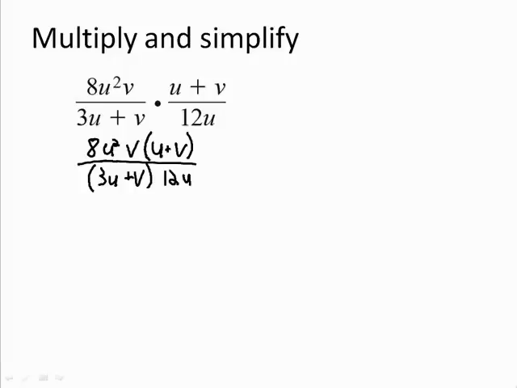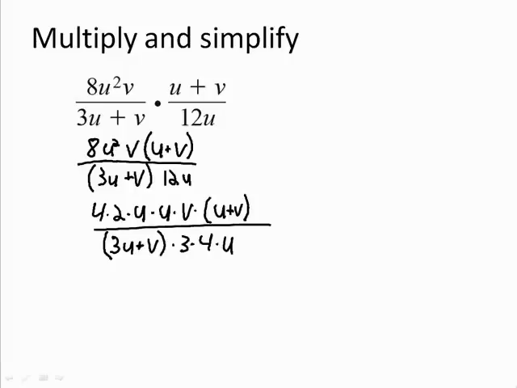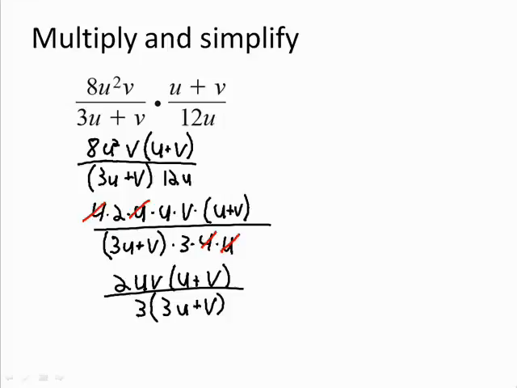Write the 8 as 4 times 2, the u squared as u times u, and the 12 as 3 times 4. 4 times 2 times u times v times the quantity u plus v divided by the quantity 3u plus v times 3 times 4 times u. The 4's cancel out, and one of the u's in the numerator and the u in the denominator cancel out. You are left with 2uv times the quantity u plus v divided by 3 times the quantity 3u plus v.